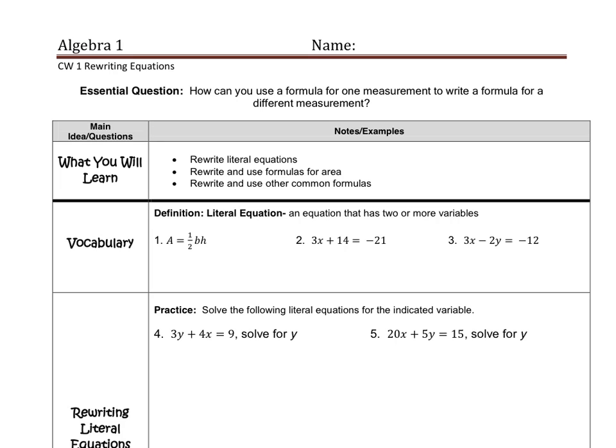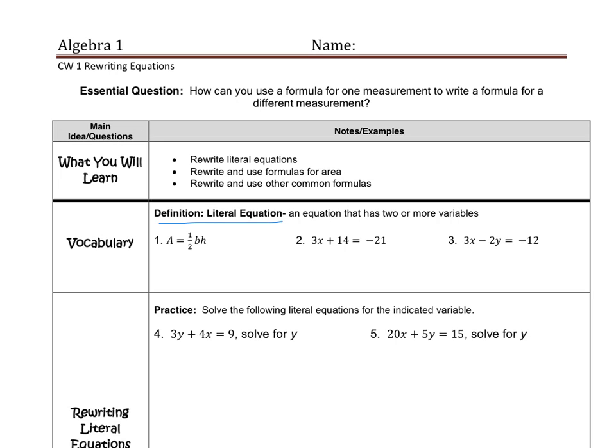Okay, so today we're going to be working on what's called literal equations. Literal equations are just equations with more than one variable. Oftentimes it's formulas. So if we look at our vocabulary, I've given you 3 different equations. The question is, which ones are literal equations?